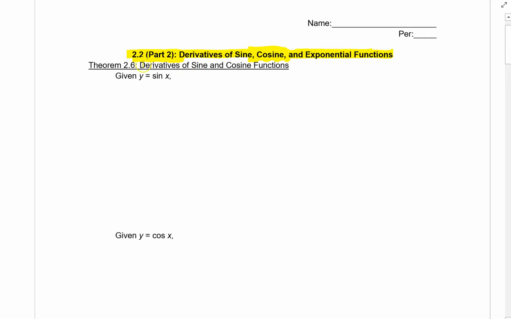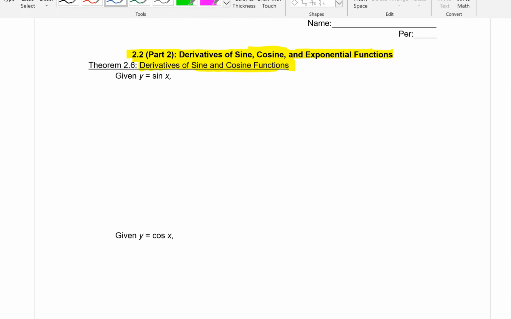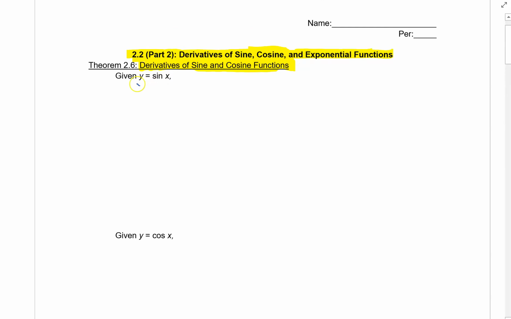So let's go ahead and start with sine and cosine. What I want to do in this video is just give you a little background of where we get the derivative for sine from. And then once I show you where we get it from, you can just sort of memorize it from there. But I want to go through the formal limit process of finding the derivative of sine to show you that the formula or the rule really is true.